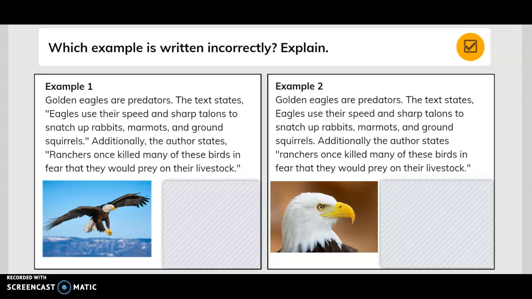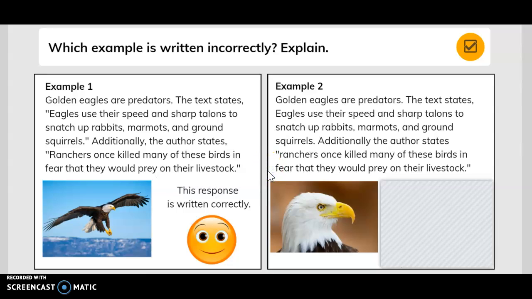Which example is written incorrectly? And explain. Example 1. Golden eagles are predators. The text states eagles use their speed and sharp talons to snatch up rabbits, marmots, and ground squirrels. Additionally, the author states ranchers once killed many of these birds in fear that they would prey on their livestock. This response is written correctly.